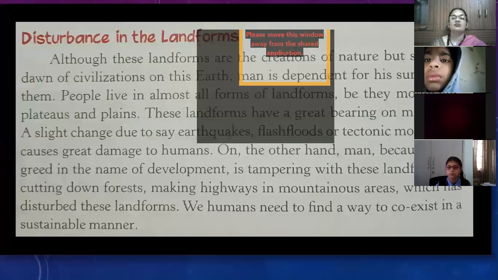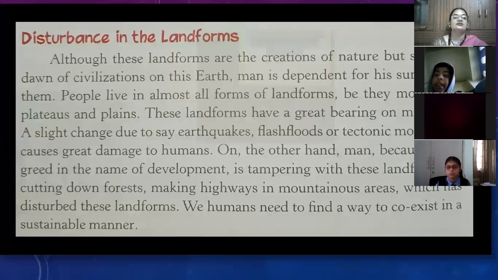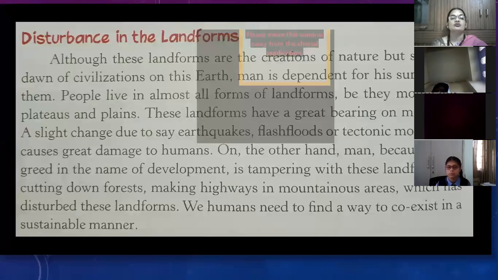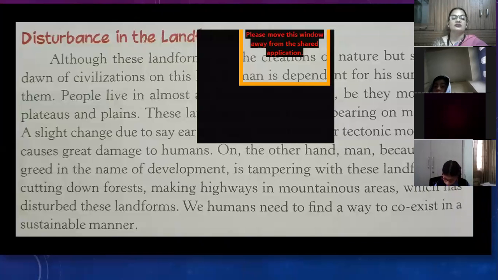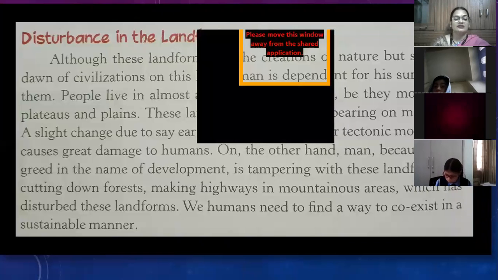Now, the last topic of the chapter, that is disturbance in the landforms. Yes, students, disturbance. Although these landforms are creations of nature, since the dawn of civilization on this earth, man has been dependent on them for survival.